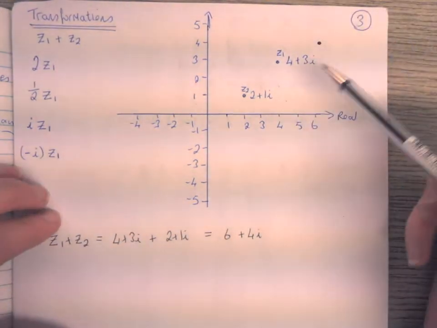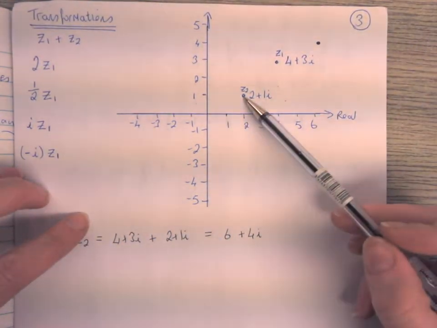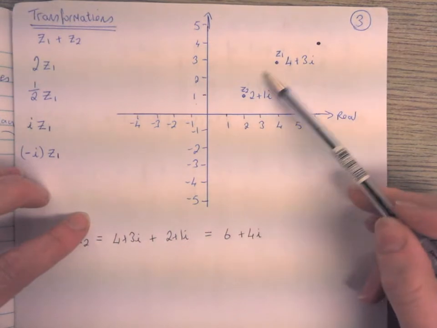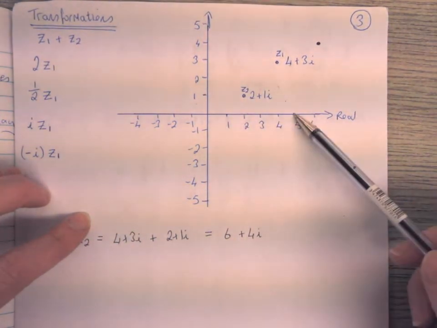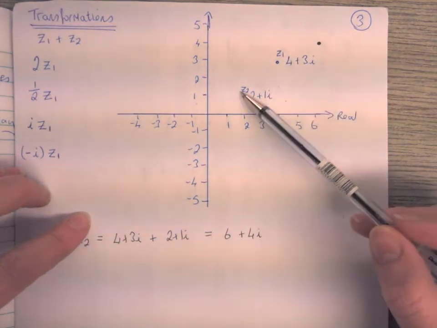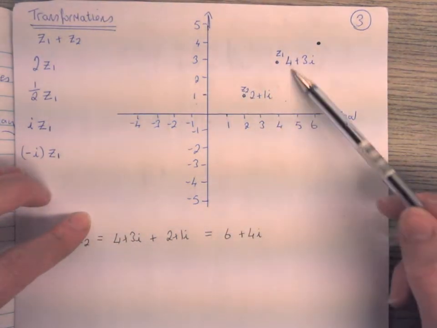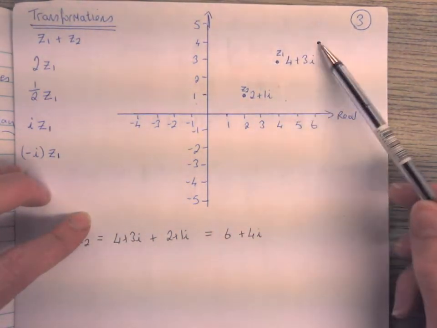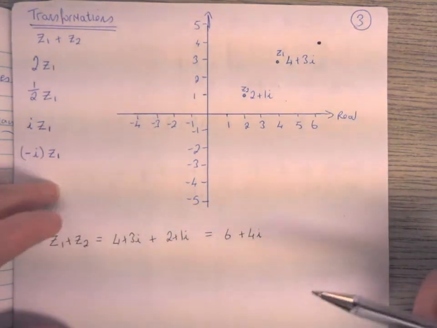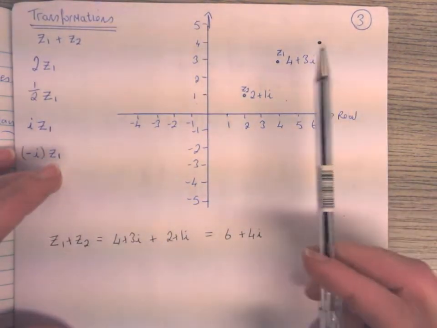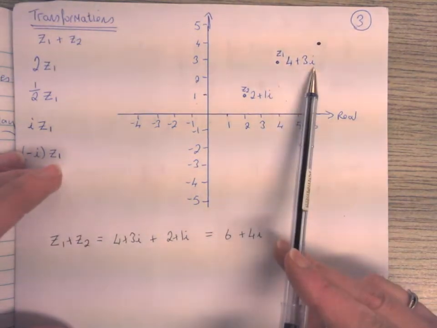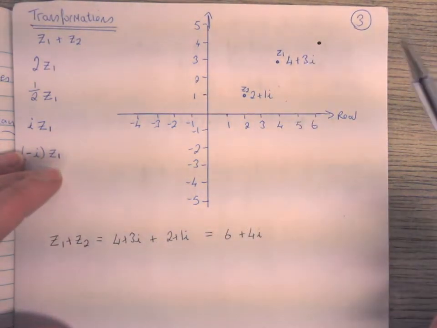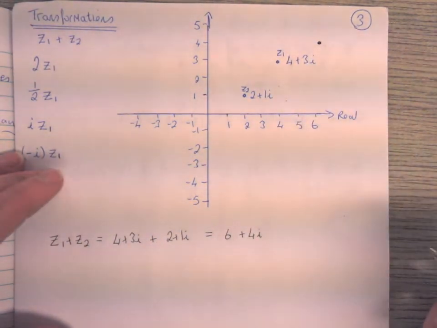If you look at this complex number, for this one I'm coming out 2 and going up 1, for this one I'm coming out 4 and going up 3. So when I add them, it's just doing both of them together. There's nothing fancy about adding complex numbers. When I add 2 plus 1i to 4 plus 3i, I'm adding 2 to the reals and 1 to the imaginaries. Does that make sense? Yeah.